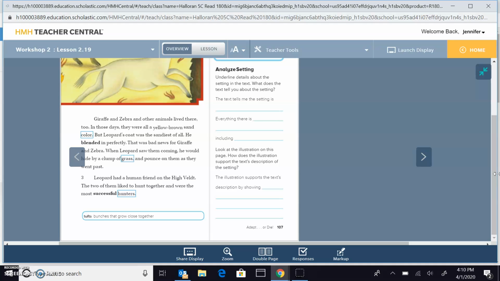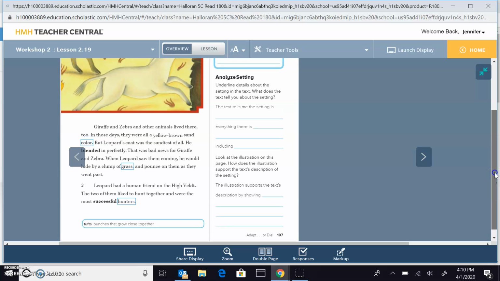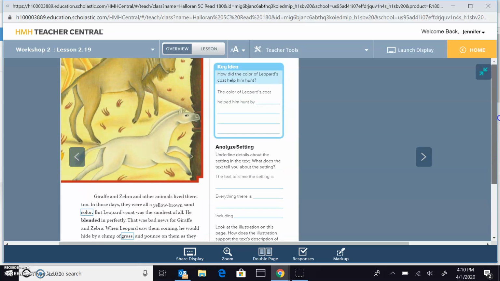And we'll pause right there. And today, again, when you do your assignment, you'll fill in the blanks for those two vocabulary words. And then the other thing that I'm going to let you do is up here in the blue box. That's usually where we fill in the key idea or the main idea of what we've read so far. So the question is, how did the color of Leopard's coat help him hunt? And then you'll complete that sentence or complete that question on your follow-up assignment.